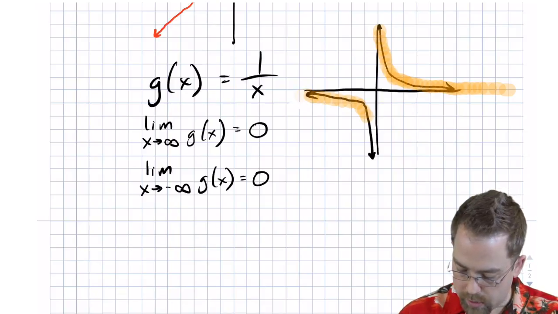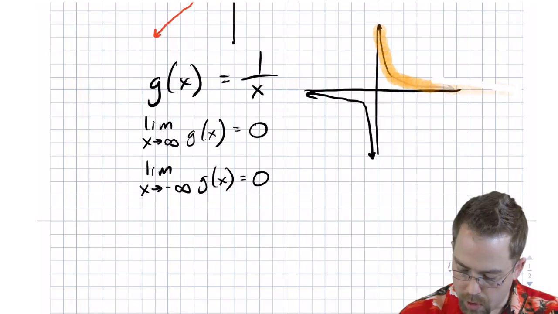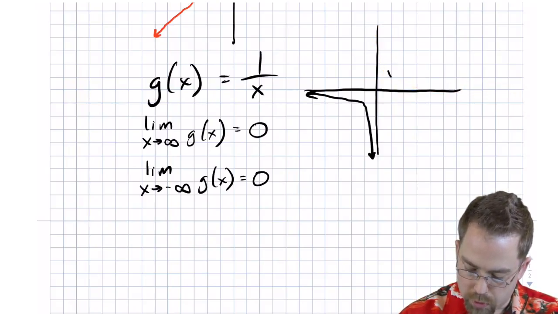So let's see here. Now the question starts to happen when we say, what was this thing going to do as we approach 0?